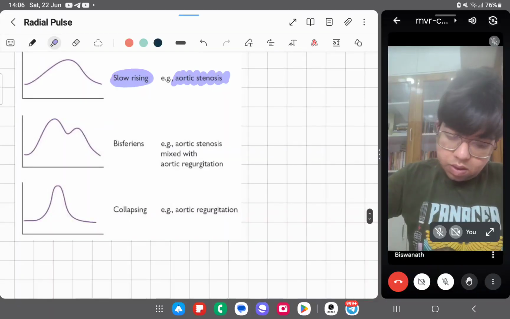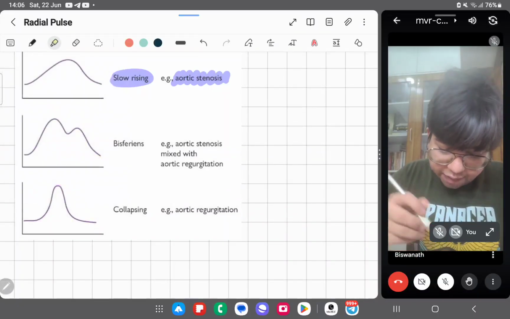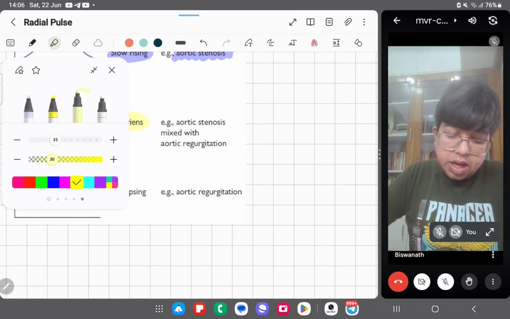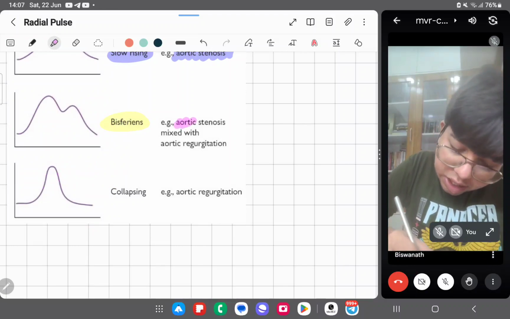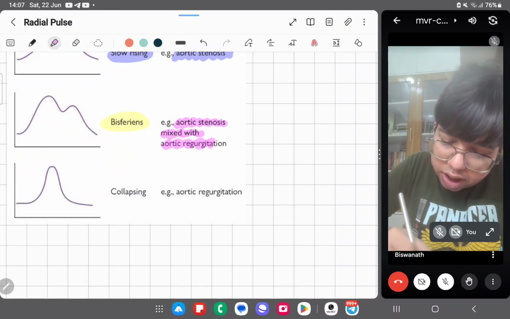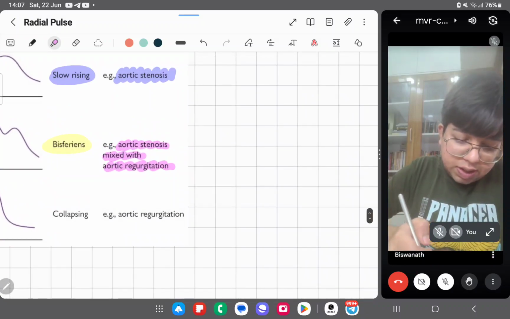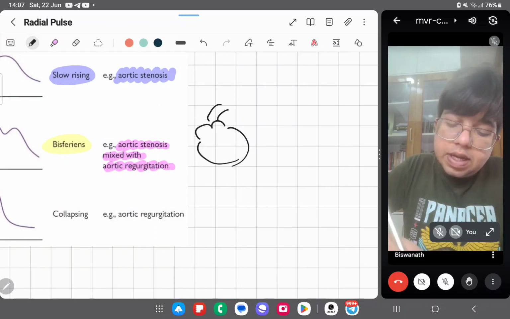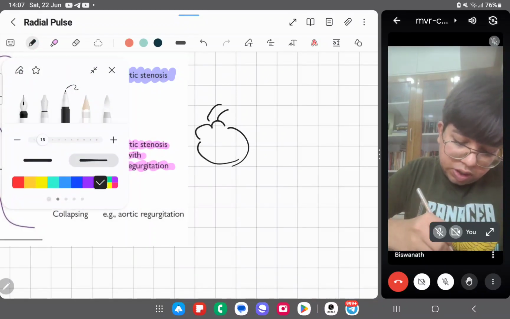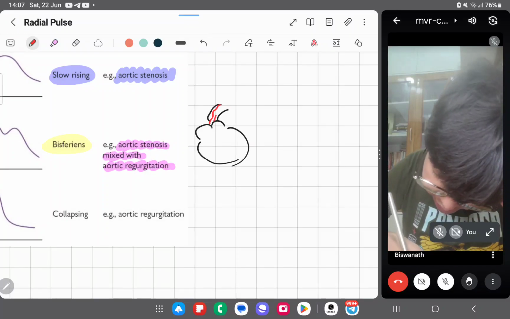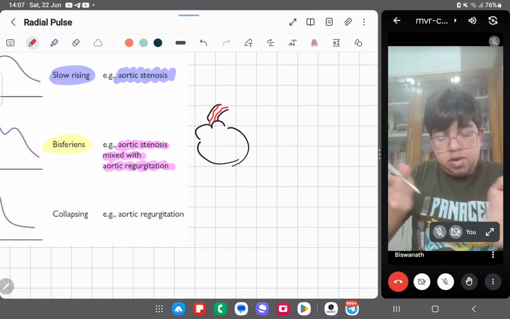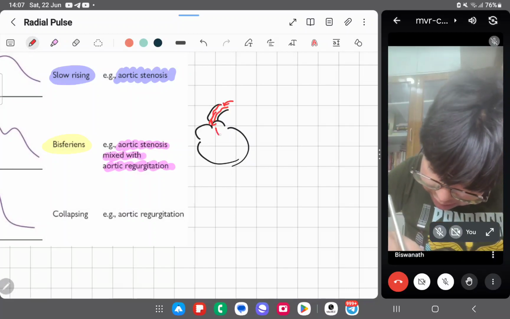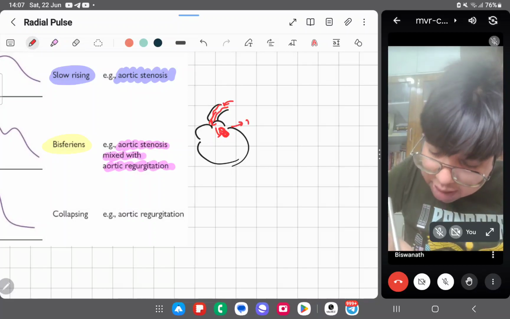Then we can have a Bisferiens pulse. This occurs whenever aortic stenosis is mixed with aortic regurgitation. You must have been knowing aortic stenosis and regurgitation. This is the aorta, let's say. Stenosis of the aorta means the aorta is narrower here, and aortic regurgitation means the blood which is going into the aorta is regurgitated.